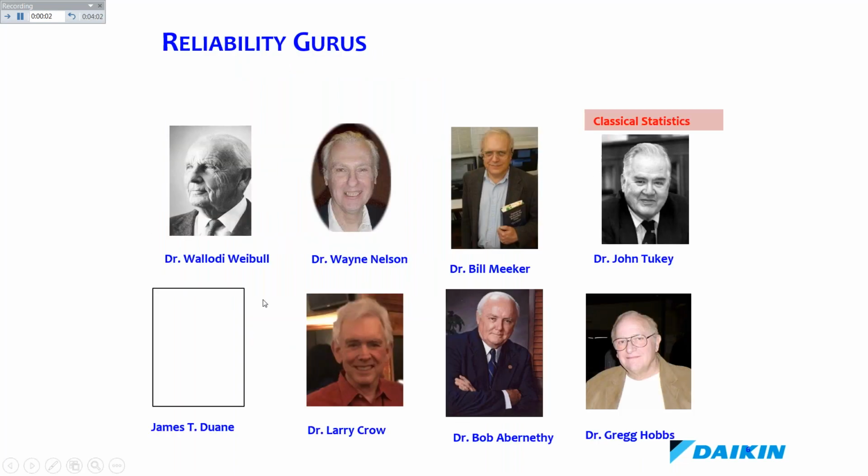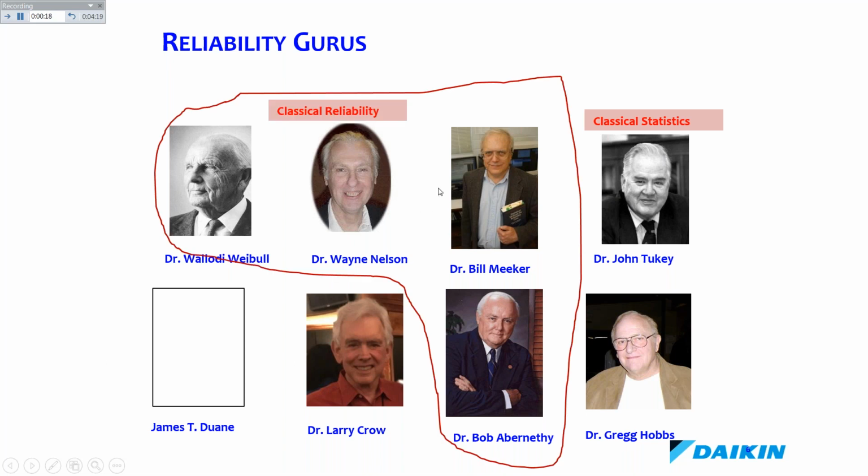Just to give you an idea, we want to pay respect to our gurus. Dr. John Tukey has probably one third of all statistics today, so he's the real classical statistics guru. The accelerated life and classical reliability belong to, of course, Dr. Weibull, Dr. Nelson, Dr. Meeker, and Dr. Abernethy. If you read books as a starter, these are the authors you need to read.